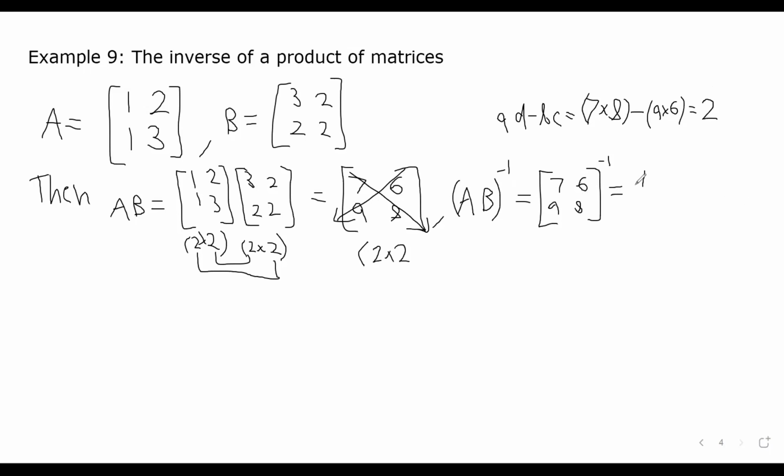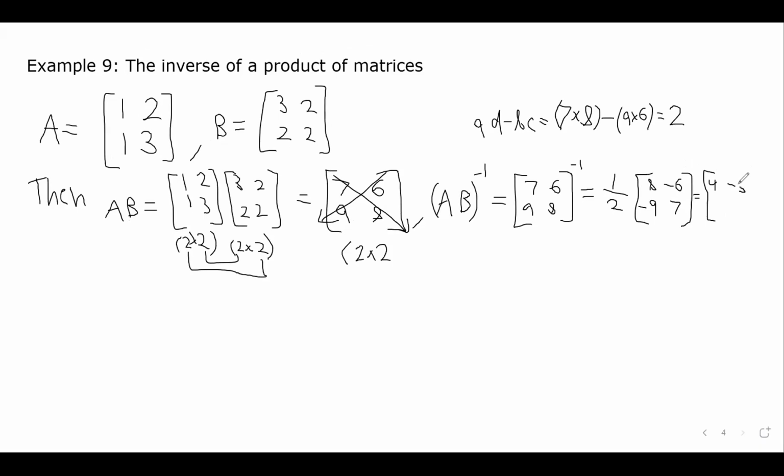Okay, and so it's 1 over the determinant, which is 2, times switching the diagonal entries. So this is an 8 and that's a 7, and negating the off diagonal entries, -6, -9. And so you do 1/2 times each of those entries, you then get 4, -3, -9/2, and you get 7/2. So that's AB inverse. Okay, so that's AB inverse.